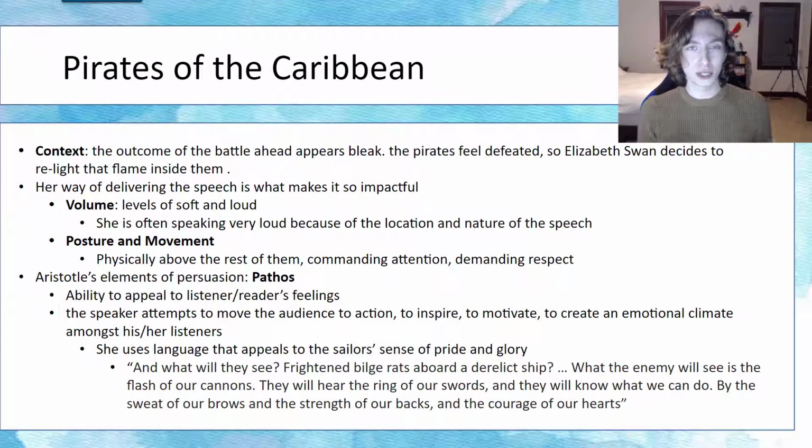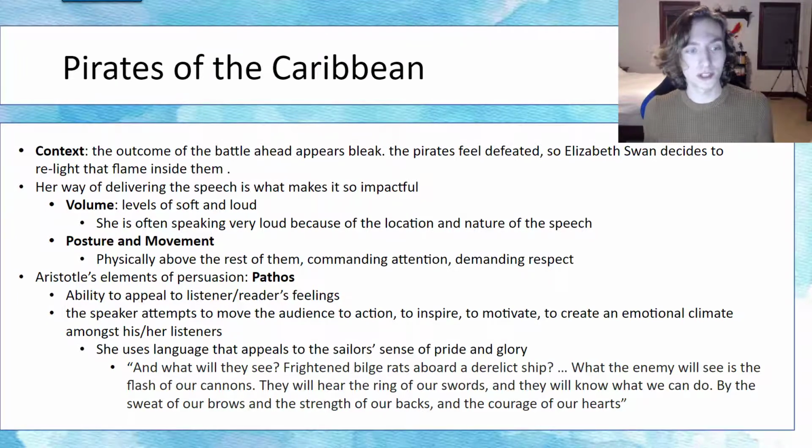You can really see that it's her delivery that makes the speech so impactful. You know, right off the bat, you see her volume, levels of soft and loud, which is mostly loud in this speech. Now that's because of the location and the nature. She's on a ship, which is going to be loud because you hear the ocean, and it's just a setting where you need to shout so everyone can hear you.